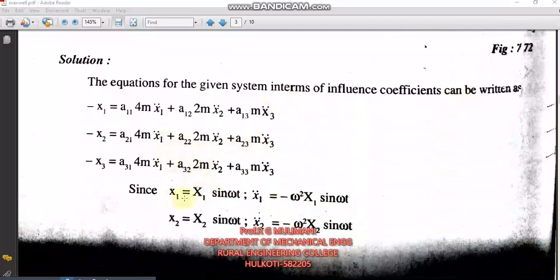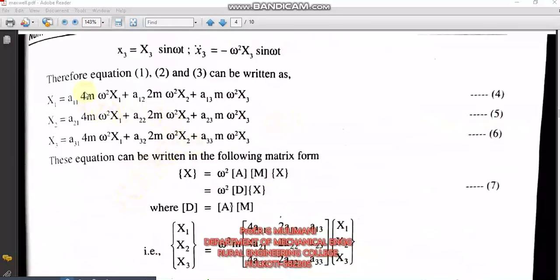We know that x1 can be presented as a sine function or cos function. So substituting x1, x2, x3 as x1 sin omega t, x2 sin omega t and x3 sin omega t, and substituting the values of x1 double dot, x2 double dot and x3 double dot in each equation, it can be written in this form. So x1 is the amplitude of mass 1, x2 is the amplitude of mass 2, and x3 is the amplitude of mass 3.